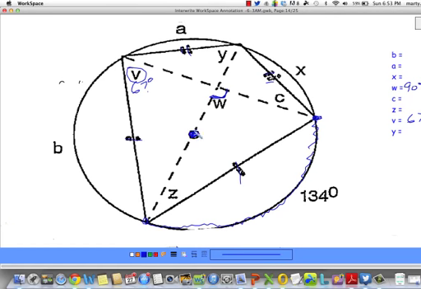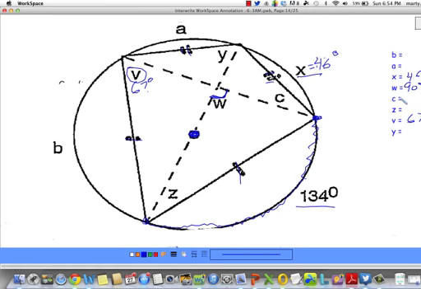This is the center right here. Since this diagonal is passing through the center, I know that X and 134 have to be 180 because of that diagonal that is also the diameter. The diagonal is the diameter. So I've got 180 minus 134, and we get 46. So X is 46 degrees.